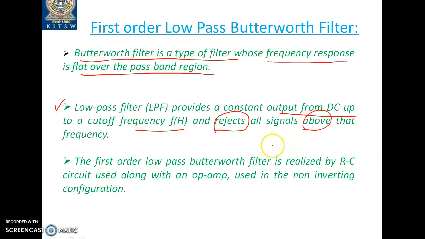Just before, we already saw in the previous slide that the first order low pass Butterworth filter is realized by an RC circuit used along with an op amp. So this is our interest, and this is an active device. In the previous example, we used only passive components for the construction of the low pass filter. Now, along with the passive components, we are going to use the active component, the operational amplifier, in the non-inverting configuration. So let's focus on that.